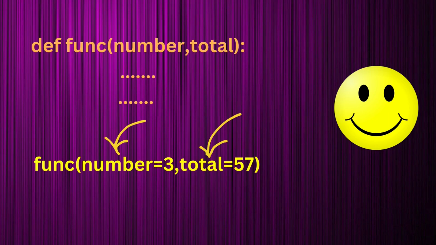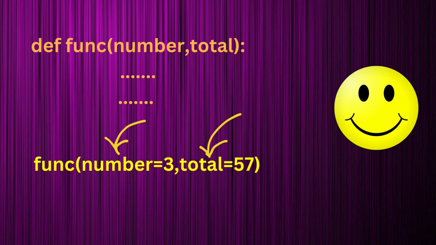So here we directly match the name and the value within the arguments. When we pass that to a function, Python knows where each value needs to go, and no more confusion regarding the order of your arguments.